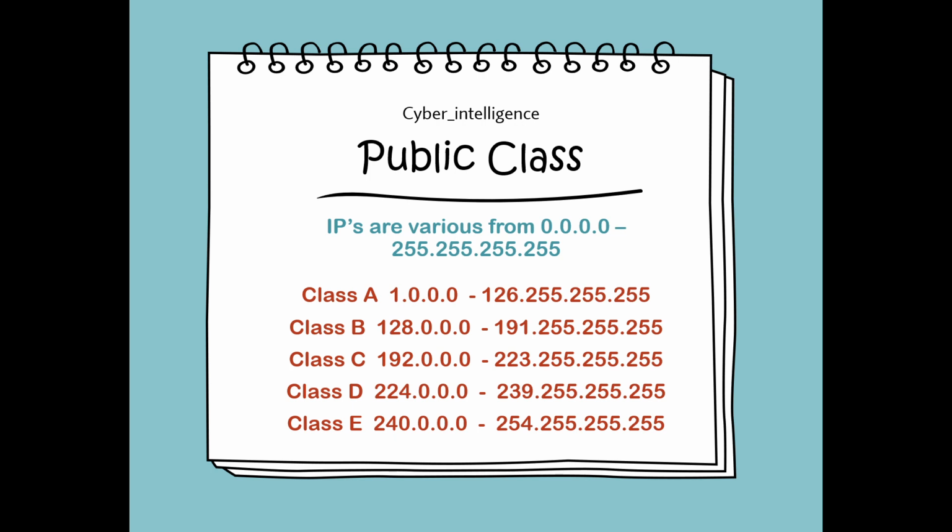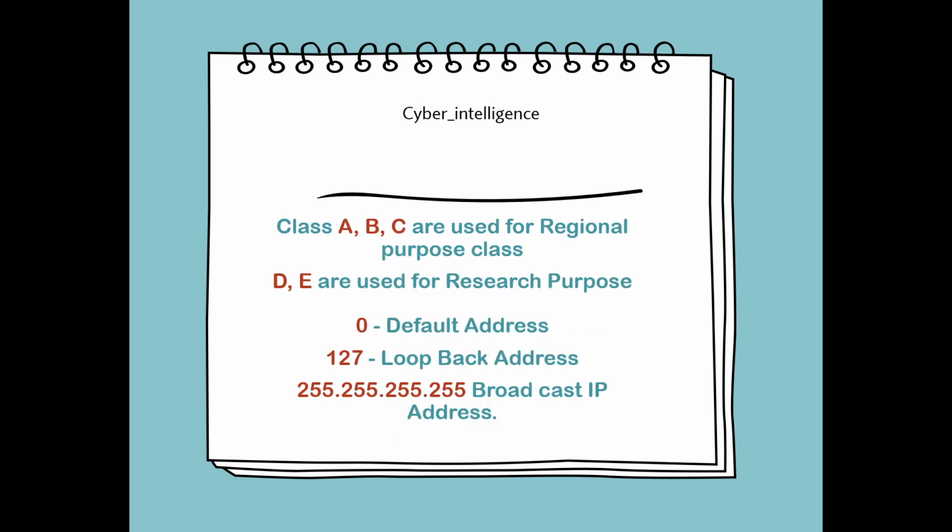Next, I know you have a question. Classes A, B, C are used for regular purposes and Classes D and E are used for research purposes. So that's your answer. There is 0, which is the default address. 127 is the loopback address. And 255 is the broadcast IP. I know you are thinking what the loopback address is. Loopback address generally means checking whether the machine is live or dead. For that purpose, 127 is used.